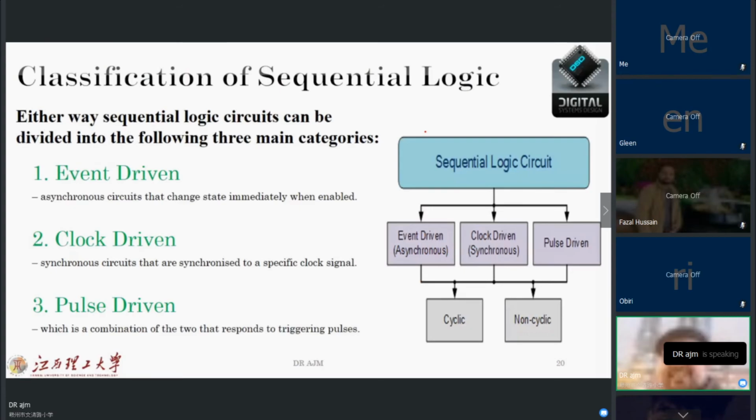We have sequential logic circuits, which are event driven or asynchronous. They are clock driven, based on clock, which we call synchronous, or pulse driven. They can be cyclic or non-cyclic. Event driven means asynchronous circuits that change state immediately when enabled, and clock driven are the type of logic circuits, synchronous circuits, that are synchronized to a specific clock signal, and pulse driven, which is a combination of the two, responds to a triggering pulse.